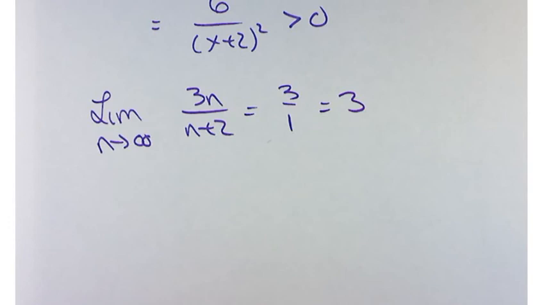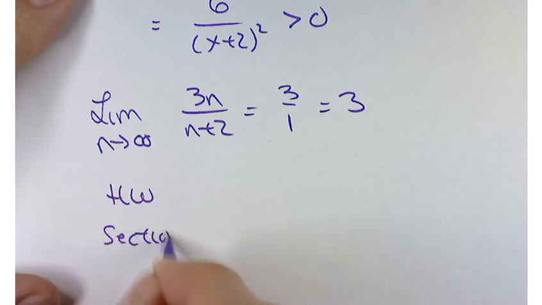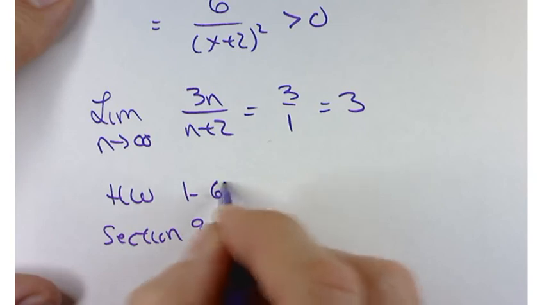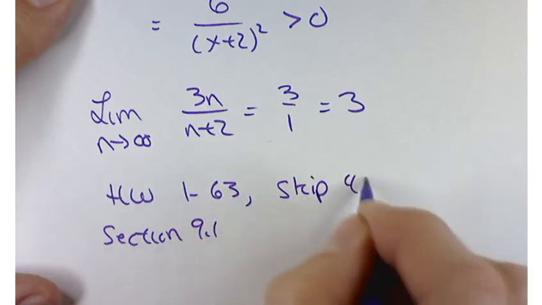All right. How are we looking on that last example? Let me give you some homework here. For homework, try 1 through 63. This is section 9.1, 1 through 63. And you can skip problem number 41.